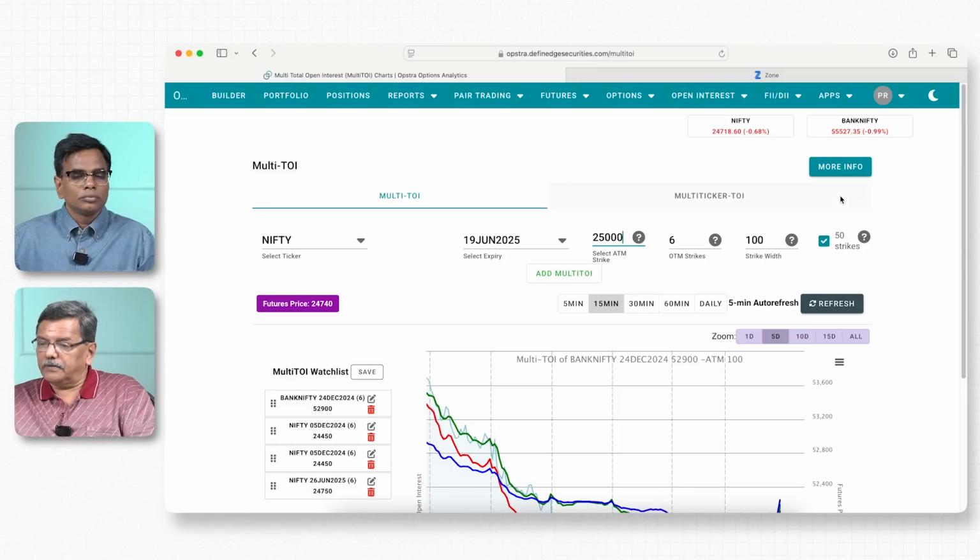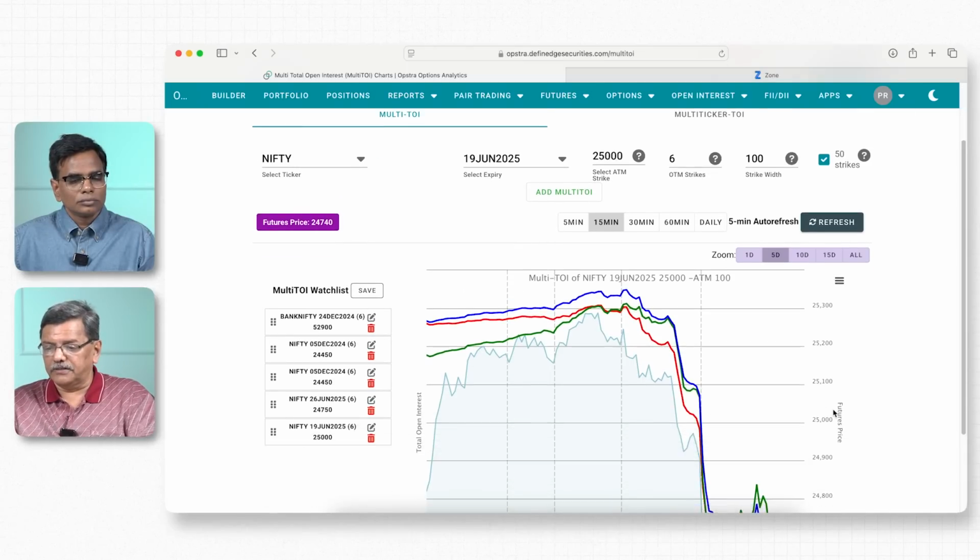And if I add this as the chart, here you have to click on add multi TOI. This takes a bit more time than the normal TOI because what you are doing here is basically plotting 3 TOIs instead of 1. So it takes 25,000 as the base for one TOI, 25,100 as the base for another TOI, and 24,900 as the base for the third TOI. So all 3 calculations are done, and then what is plotted is 3 lines.